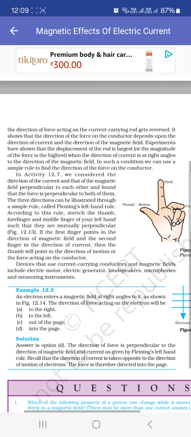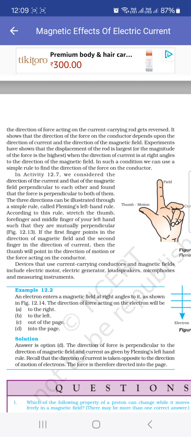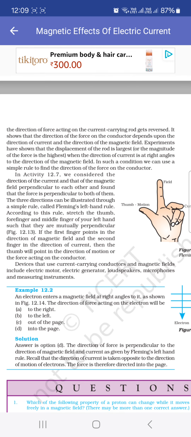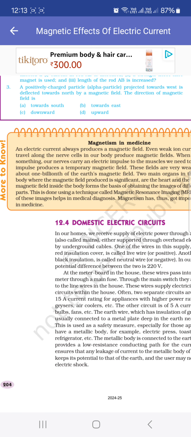We considered the direction of the current and that of the magnetic field perpendicular to each other and found that the force is perpendicular to both of them. Devices that use current carrying conductors and magnetic fields include electric motors, electric generators, loudspeakers, microphones and measuring instruments.